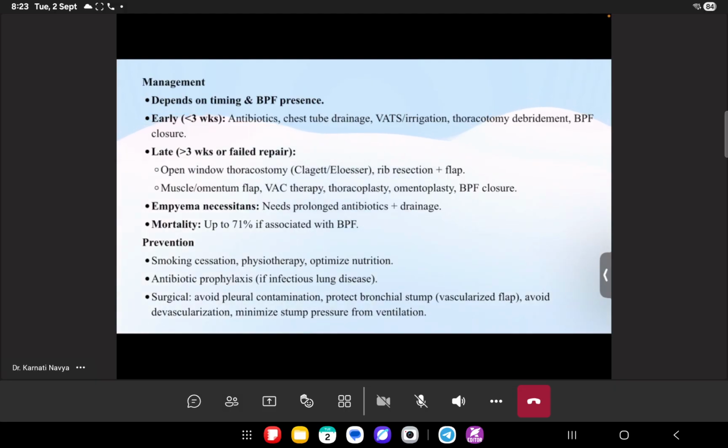Empyema necessitans needs prolonged antibiotic therapy and drainage. Mortality following empyema is up to 71% if it is associated with a bronchopleural fistula.